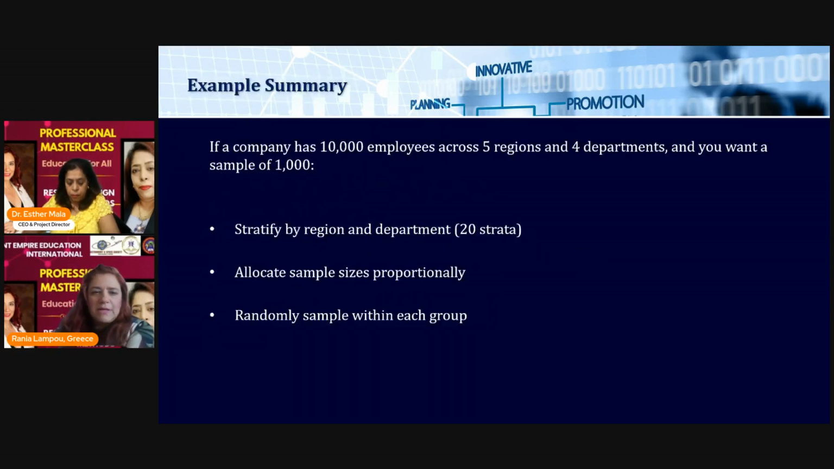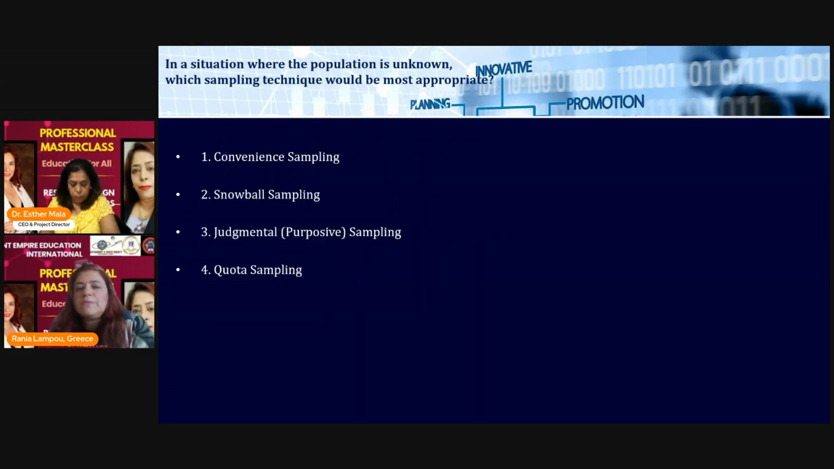So here, if a company has 10,000 employees across 5 regions and 4 departments, and we want a sample of 1,000, what will we do? We will stratify by region and department, so 20 strata. Then we allocate sample sizes proportionally, and then we randomly sample within each group. This approach ensures that all relevant subgroups are fairly represented, leading to more accurate and more actionable insights into employee satisfaction. In a situation now where the population is unknown, which sampling technique would be most appropriate?